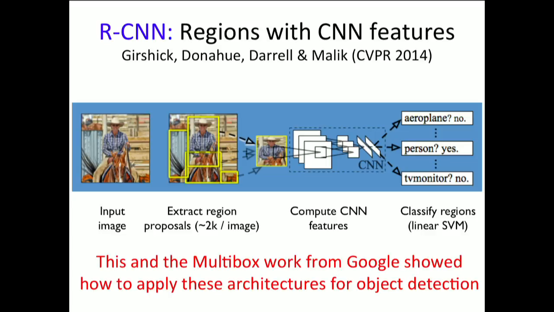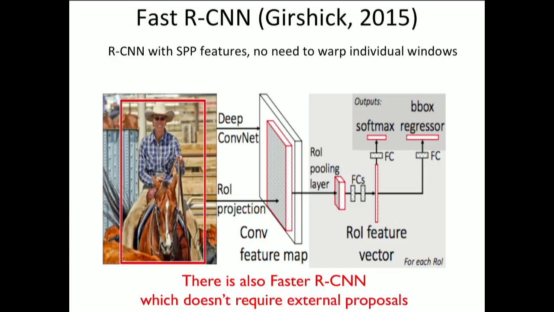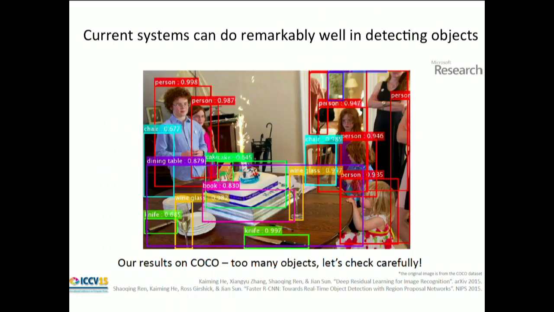So this is work from 2014, actually, from Berkeley. Then there are variations of this theme. RCNN stands for region, R is for region, CNN is for convolutional neural net. And then there was something called a fast RCNN, and then there's something called a faster RCNN, and we'll spend time on that in the course.